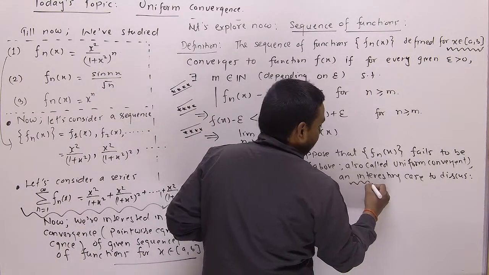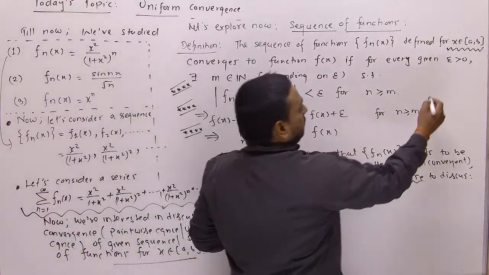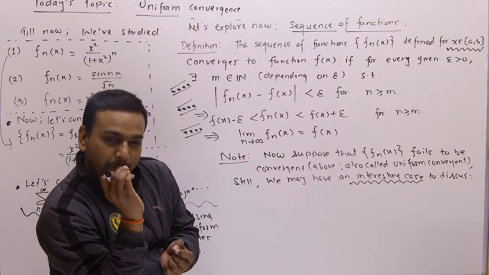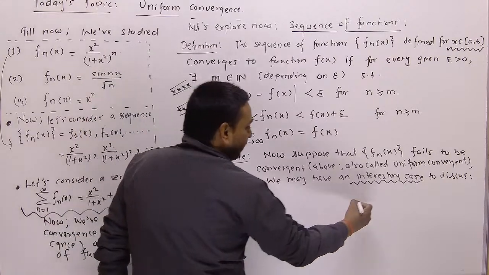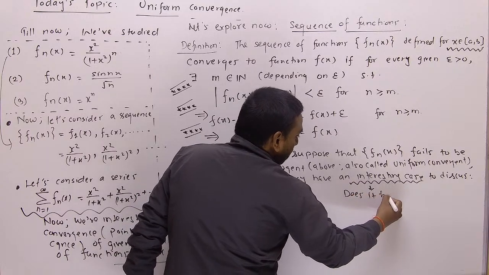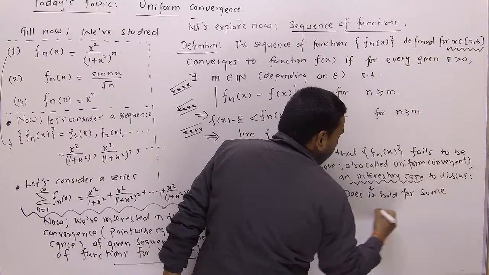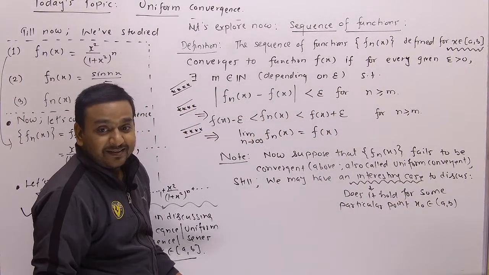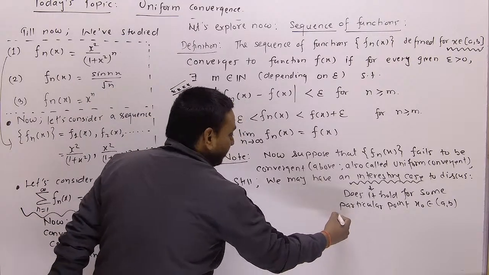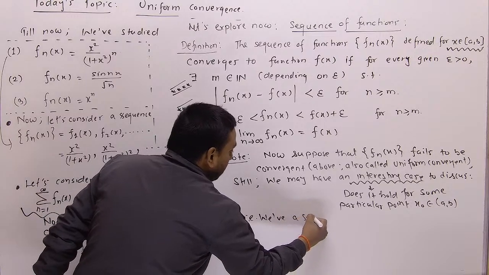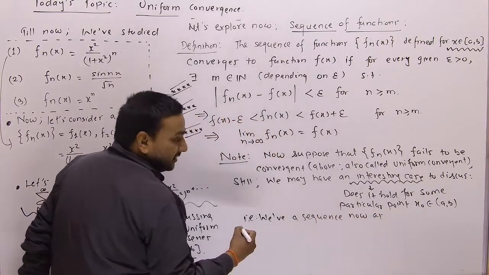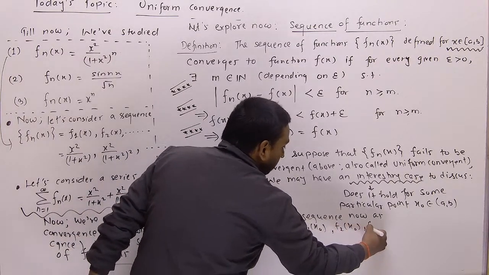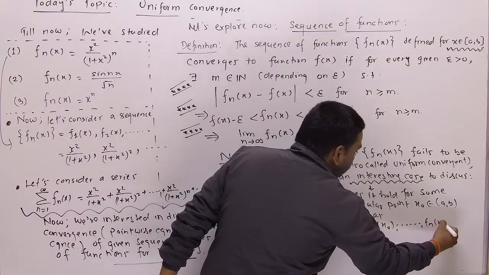Be on the board, please, everyone. Suppose that this does not hold for all x belonging to [a, b]. Now we are interested: does it hold for some particular point x naught in the interval [a, b]? Now we are interested in that. That is, we have a sequence now, look carefully, the sequence f_n(x naught), that will be f_1(x naught), f_2(x naught), f_3(x naught), f_n(x naught), and so on.